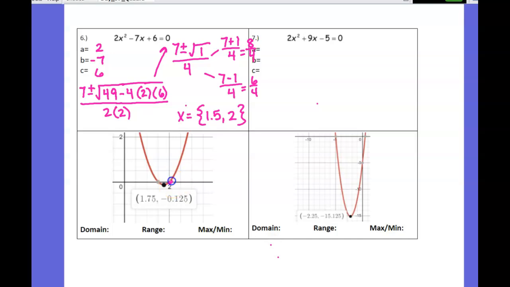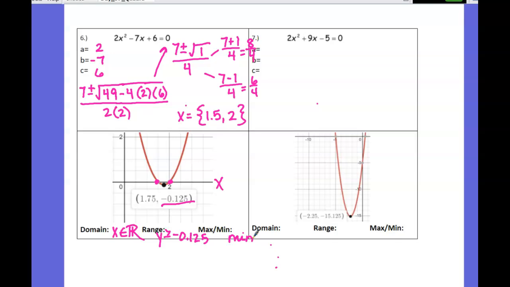Now, if we look at our x, where it crosses the x-axis at those 2 points, we've got 1.5 and we have 2. Again, our domain is going to be any value, so all real numbers, and the range, we look at our y value, is going to be greater than or equal to negative 0.125. And again, this has a minimum. Okay? Now, at any point, you might want to try stopping and trying to do one on your own.